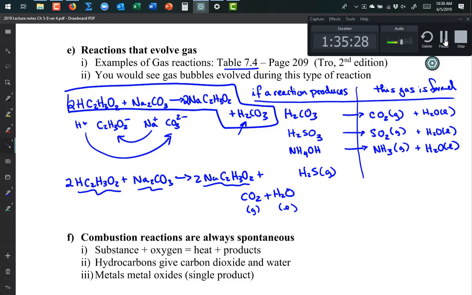It's going to take some practice. It's more of the same stuff, though. Write the reactants, write the ions, predict the products, and then you, in your head, have to be able to recognize H2CO3 or the H2SO3. And once you see that, you rewrite it as a gas. Okay? Any questions?